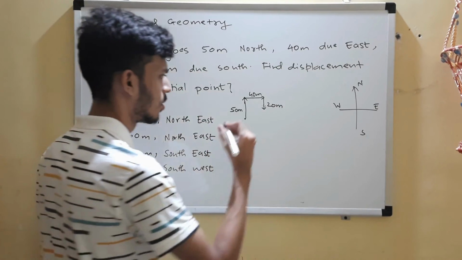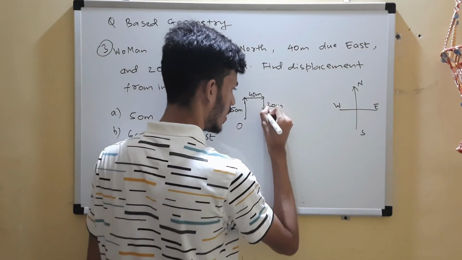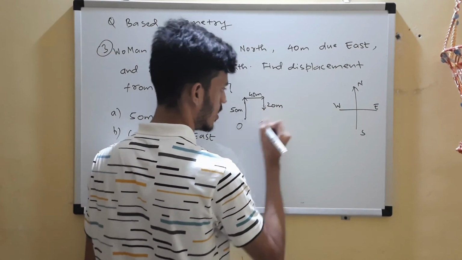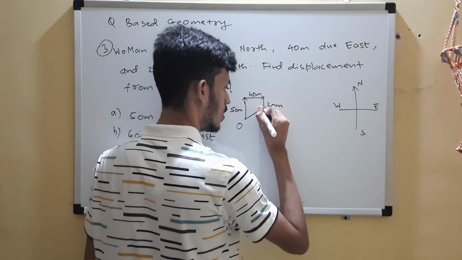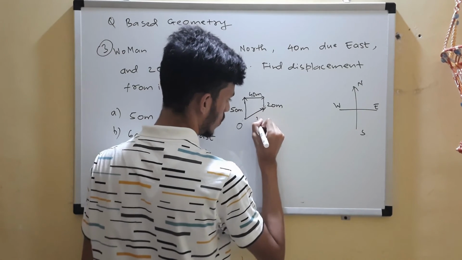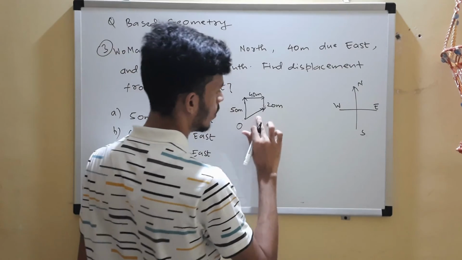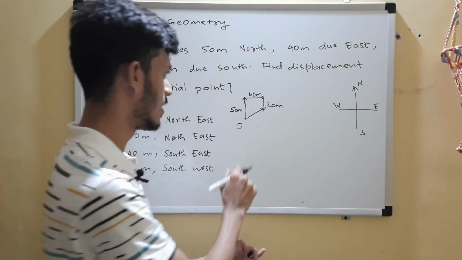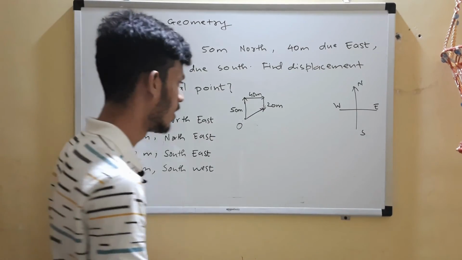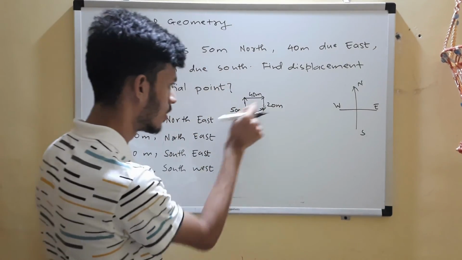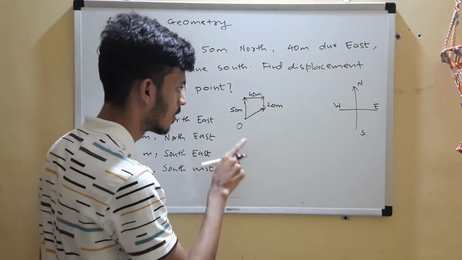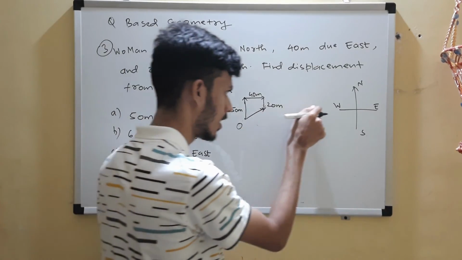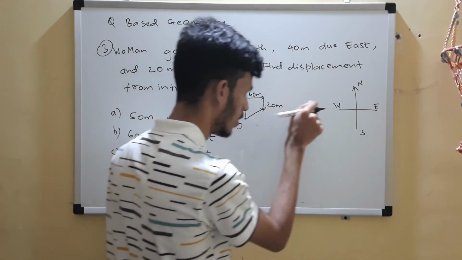Displacement is the shortest distance from initial to final point. Initial is this, final is this, right? So from here to here, this vector you are supposed to find, and also its direction. Now you can quickly check its direction is northeast, right? If you have difficulties, just take this vector and place this over here.